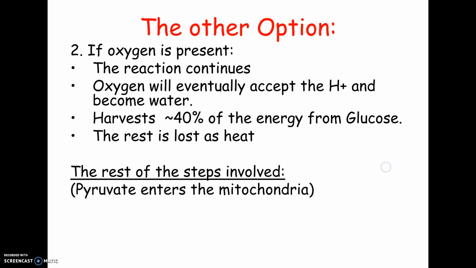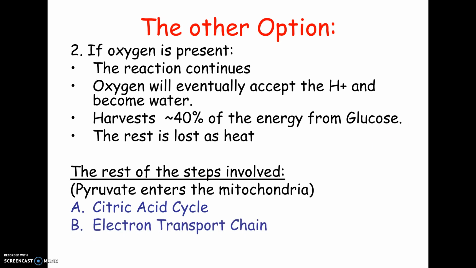The rest of the steps that are going to happen, the pyruvate is going to now cross into the mitochondria. Everything else that's going to happen in cell respiration is going to happen in the mitochondria. When it goes into the mitochondria, the first thing that will happen is the citric acid cycle, also called the Krebs cycle. We'll talk about that one. That's the last one we'll talk about today. And then the final step is going to be the electron transport chain. And that is the last step, and we'll talk about that one tomorrow.